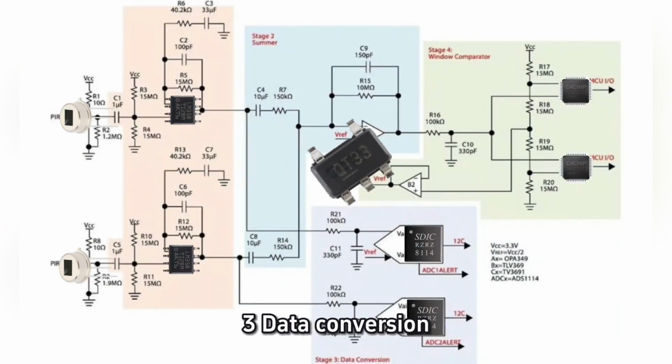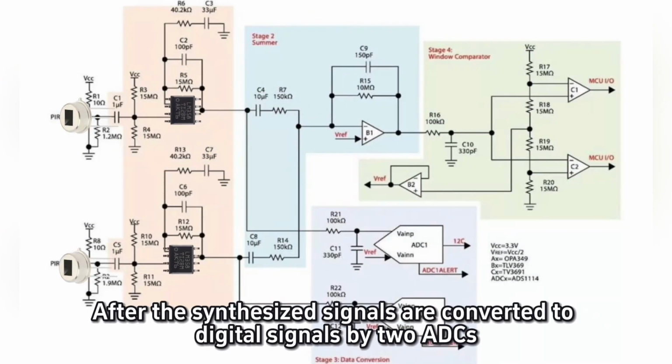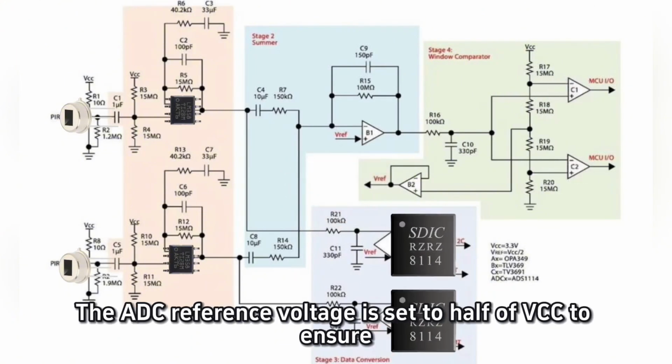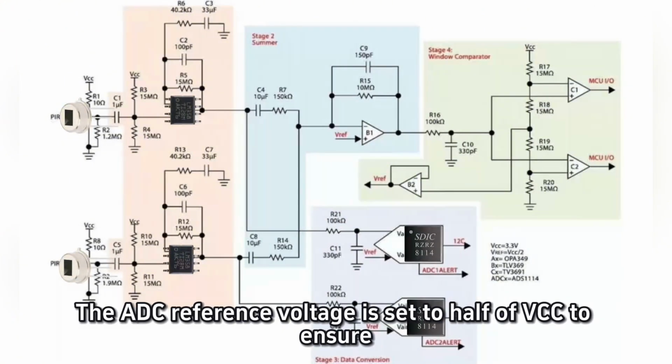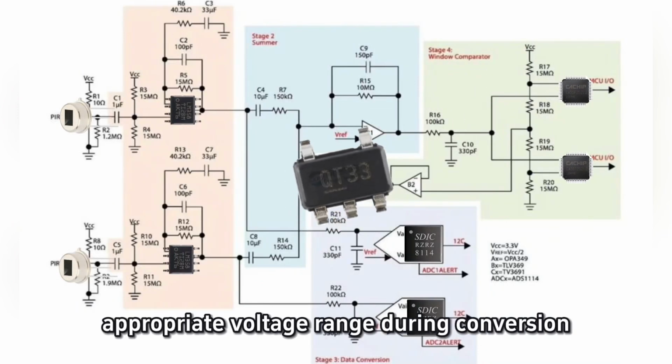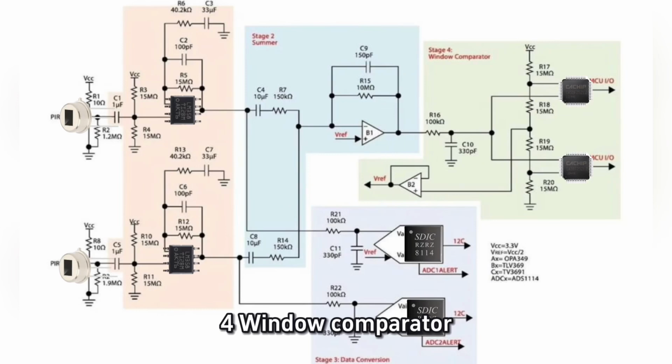3. Data conversion. After the synthesized signals are converted to digital signals by two ADCs, they are read by a microcontroller. The ADC reference voltage is set to half of VCC to ensure that the signal remains within the appropriate voltage range during conversion.